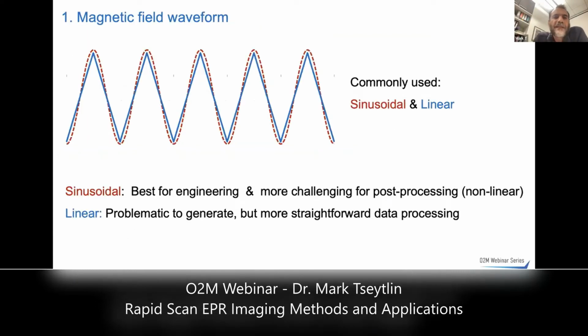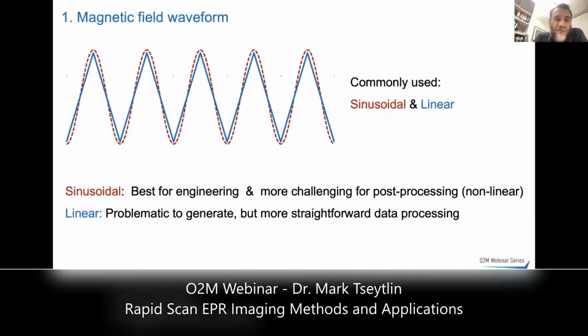Okay, the first thing is the magnetic field waveform. It can be different. It can be sinusoidal, as we do most of the time in my lab at least, or it can be linear, triangular. Sinusoidal scan is the best case for engineering. You may have a coil with high inductance, you can resonate this coil and have a very strong alternating magnetic field at the signal frequency. So it's engineering heaven.